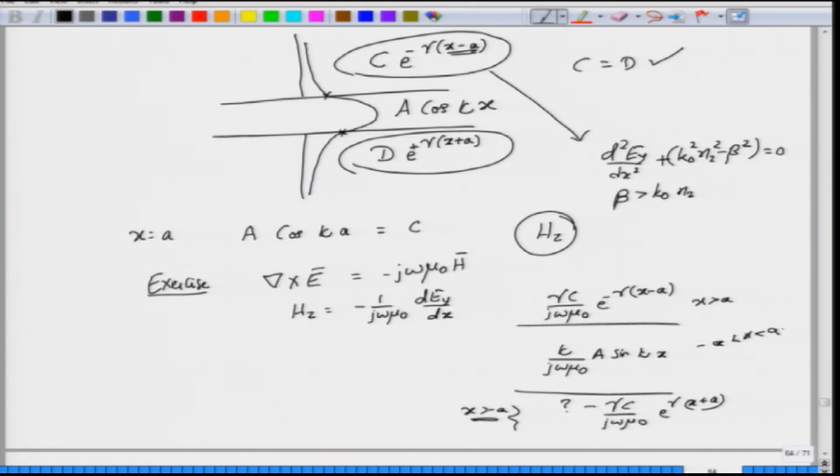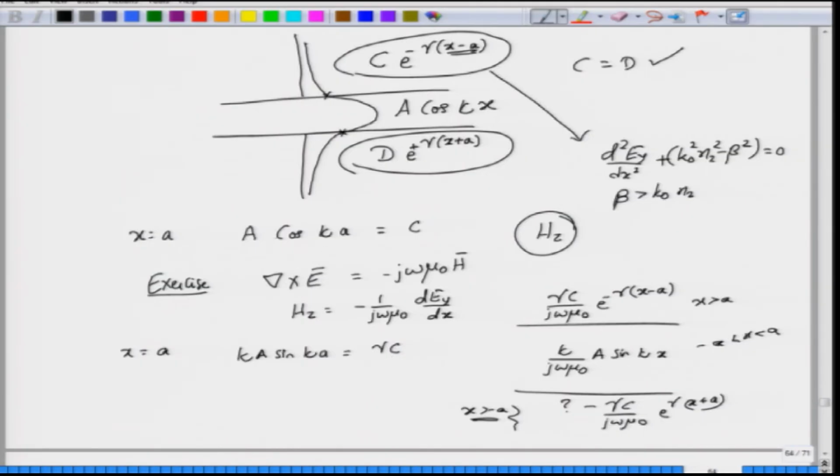Now, you can apply the boundary condition at x equal to a for the tangential magnetic field, that is the Hz component. Once you apply the boundary condition for the Hz component, what you get is kappa a sin kappa a from this expression should be equal to gamma times c, because at x equal to a this exponential will be 1 and j omega mu naught on both sides will cancel off. So, you get kappa a sin kappa a is equal to gamma c.